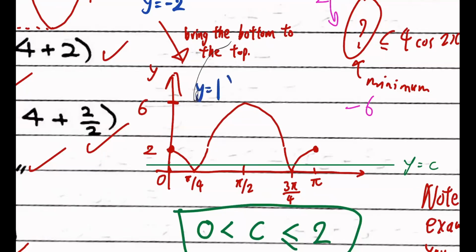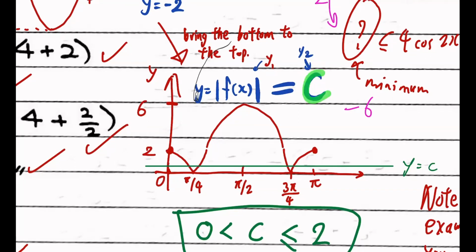So this is the graph of y equals modulus f(x), right? They're asking you for the number of solutions of modulus f(x) equals c. What does that mean? It means the left side is your y1, the right side is your y2. I already drew my y1. Maybe I'll use red color to color code. This is y1. Then y2 is equal to c. How does the graph of y2 equal to c look like? c being a constant, right?